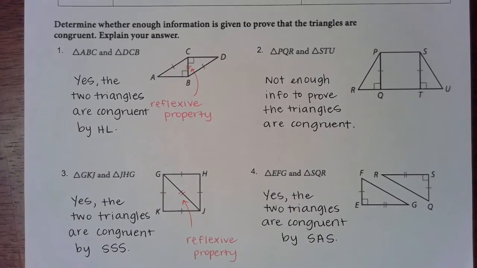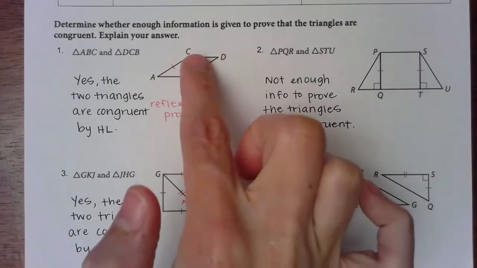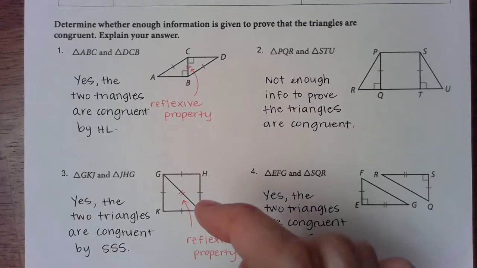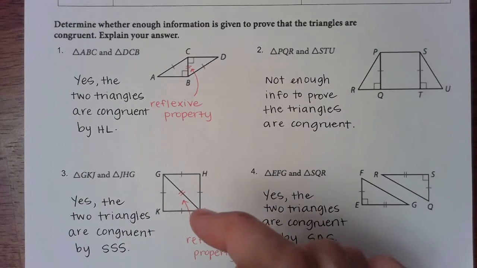In each of these four examples, we're deciding whether or not we have enough information to prove that the triangles are congruent to each other, and then we're going to give the reason why. So they're not all HL. It's the first and most important thing. I want you to be careful. Just because you see a right angle does not mean that you're going to use HL. Sometimes people make that mistake.